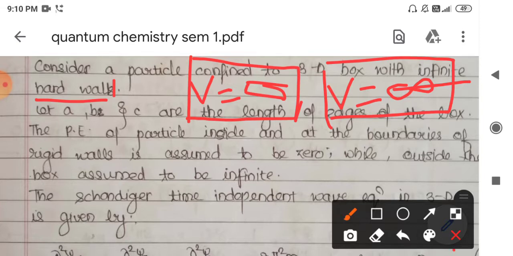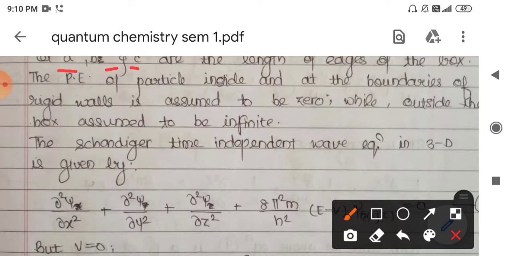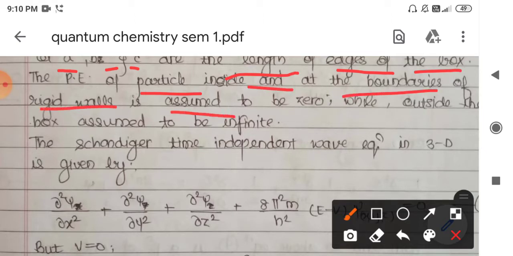Now let us consider a, b and c, which are the lengths of the edges of the box. The potential energy of the particle inside the box and at the boundaries of the rigid wall is assumed to be 0. So within the box the potential energy is 0, and outside the box the potential energy is infinite.